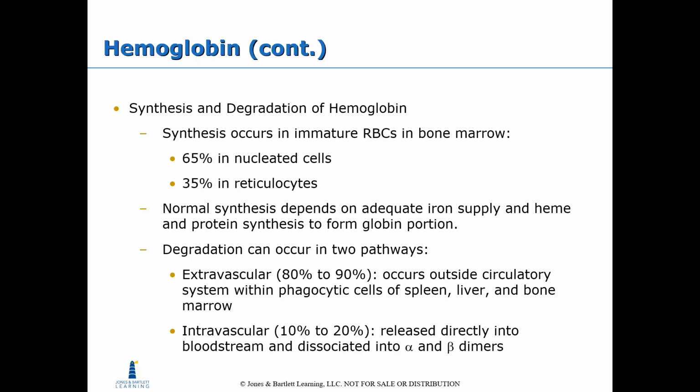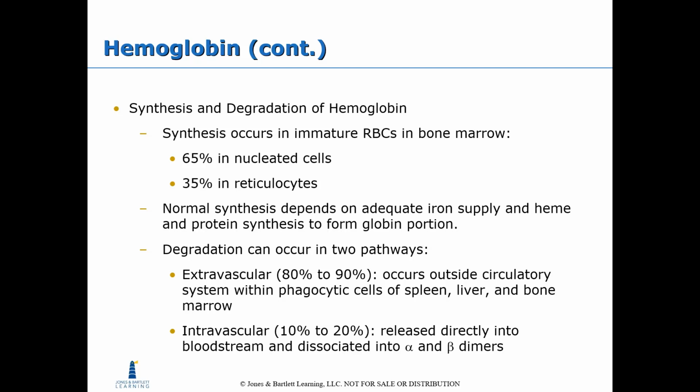So, talking more about the synthesis and degradation of hemoglobin. Hemoglobin is made in immature red blood cells in the bone marrow, 65% nucleated cells and 35% reticulocytes. Normal synthesis depends on adequate iron supply and heme protein synthesis to form the globin portion. So if you don't have enough iron in the diet, you're not going to be able to produce enough hemoglobin.